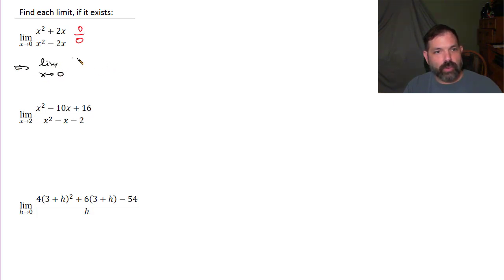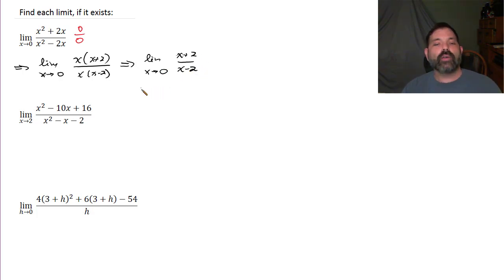So this is the limit as x approaches 0. Notice that I can factor out an x in the numerator. That's x times x plus 2. And in the denominator, that's x times x minus 2. I can remove that factor of x, leaving the limit as x approaches 0 of x plus 2 over x minus 2. Now I have no concerns with that 0. If I substitute 0 for x, I get 2 over negative 2, which is negative 1. And so this limit is exactly negative 1.